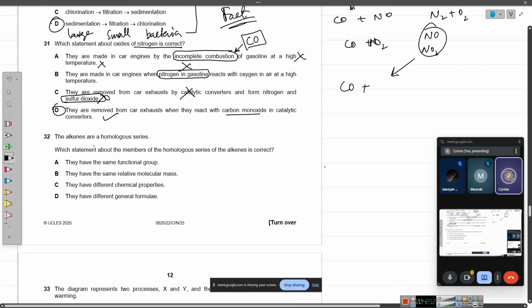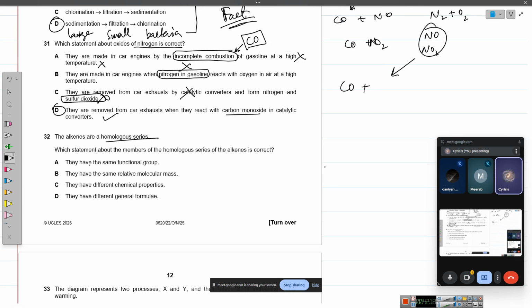The alkenes are a homologous series. Which statement about the members of the homologous series of alkenes is correct? They have the same functional group, plausible. They have the same relative molecular mass. No, why would that be? They have different chemical properties, not at all. Same functional group means same properties. They have different general formulae, not at all. So the plausible one is the only answer here.